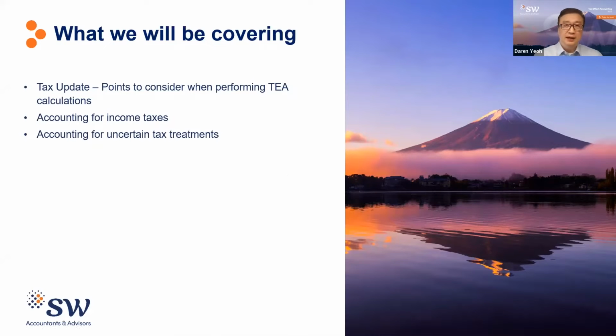So this morning we'll look at some of the tax changes which you could consider when you perform your tax effect accounting calculations. We'll then consider the tax effect accounting concepts and look at some of the more complicated topics, including equity accounted entries and how to deal with business combinations and tax consolidated groups. We'll also touch on the requirement to account for uncertain tax positions.